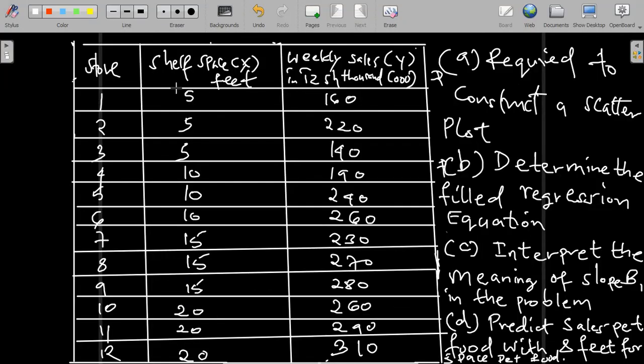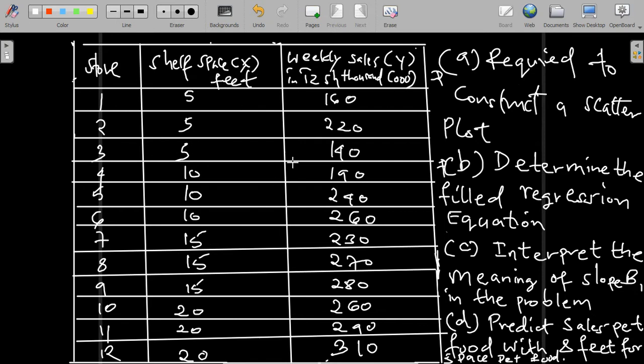From this data, we have the stores 1, 2 up to 12, and the shelf space, which is 5 up to 20, and the weekly sales represented by Y in Tanzania shillings, from 160 up to 310. So here we have stores 1, 2, 3, 4, 5, 6, 7, 8, 9, 10, and shelf space 5, 5, 5, 5, 10, 10, 10, 15, 15, 20 up to 20.